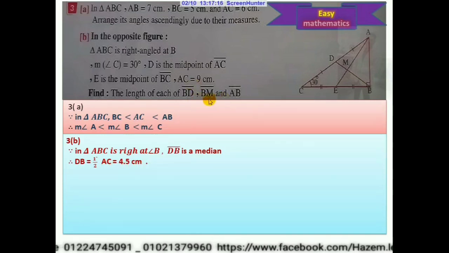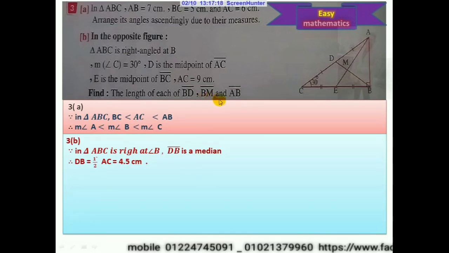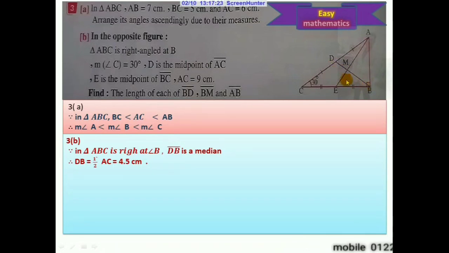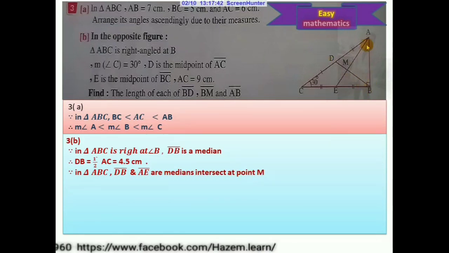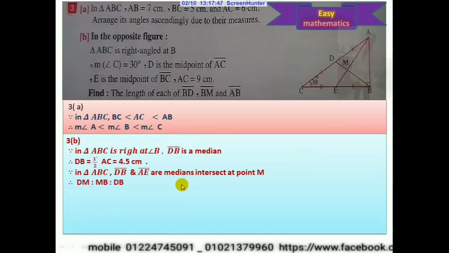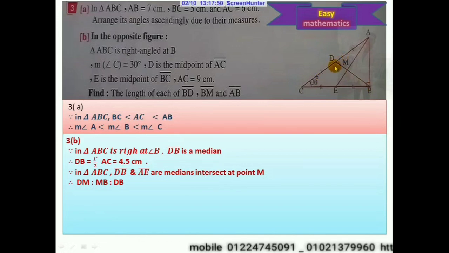Let's see how to find the second one. He asked me to find the length of BM, and BM here is a part of the median BD. We know when we want to find a part of a median, we can write it this way. We have learned this method with Mr. Hazem. In triangle ABC, BD and AE are medians intersecting at point M. He gave me two medians, BD and AE, intersecting at point M. Therefore, we can divide this median DB into three parts.